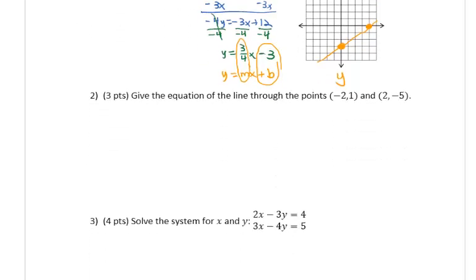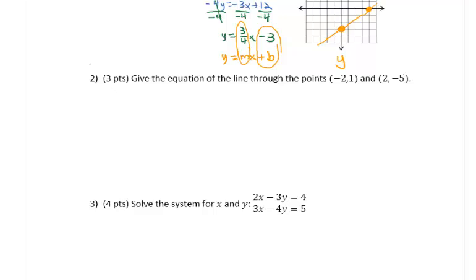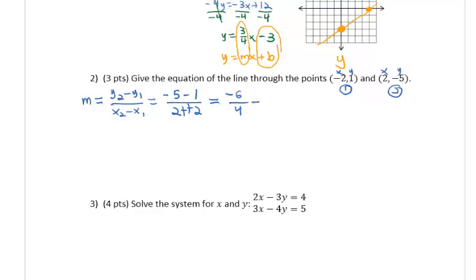Problem number 2 then gives us 2 points, and we have to find the equation of the line. To do that, we first need to know what the slope is. Slope we find by y2 minus y1 over x2 minus x1. So we have our first point and our second point, an x and a y, an x and a y. So y from the second point is negative 5 minus 1 over x from the second point is 2 minus a negative 2. And negative 5 minus 1 is negative 6. When we do the two negatives making a positive, 2 plus 2 is 4, which reduces to negative 3/2 for our slope.